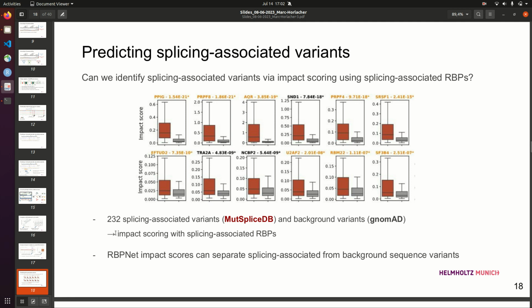So for this task, we selected 232 splicing-associated variants as well as background variants from gnomAD, and we performed impact scoring with splicing-associated RBPs. And as you can see, indeed, our predicted impact scores can very well separate splicing-associated variants from background variants for a number of different splicing-associated RBPs.